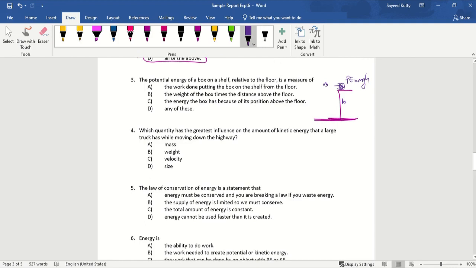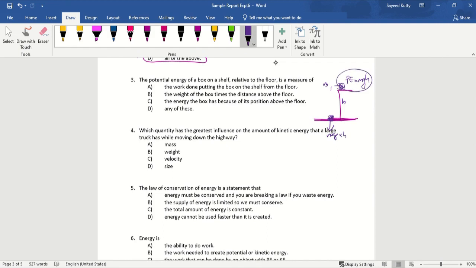What is the work done for me to keep this object? Imagine if the object was here, if I raise this all the way up and put it here, how much work did I do? The work done is the force, which is mg, going through a height h, so force times distance, mgh is the work done, and that work done is stored as the potential energy. So this is a correct choice.